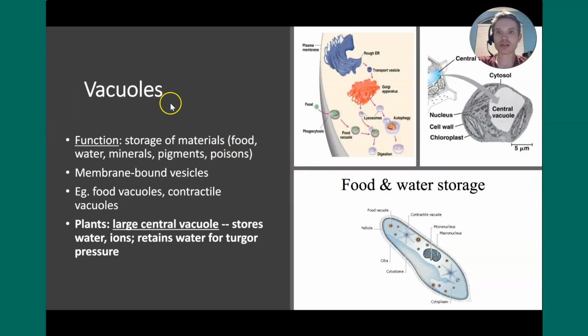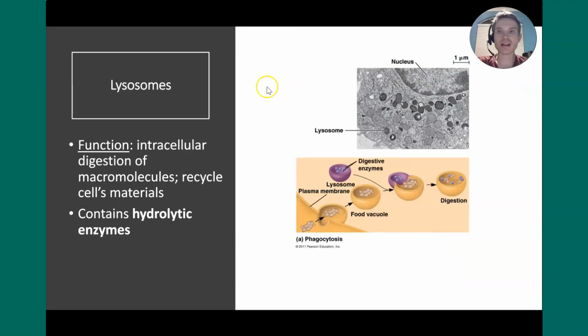Vacuoles, and I should also include vesicles on here. The job of vesicles and vacuoles is to either store material, such as food and water, or they are also going to be necessary for transport of material. So they are going to be important for moving material from the ER to the Golgi and from the Golgi to the cell membrane. The next organelle are called the lysosomes.